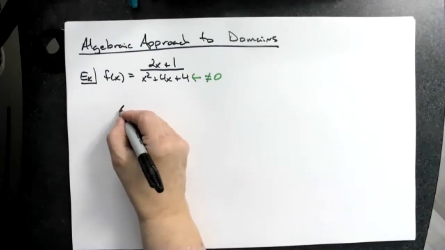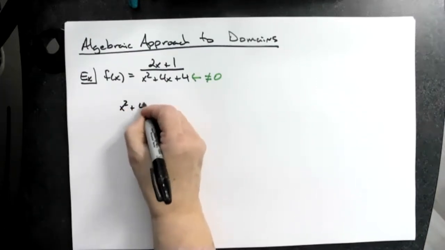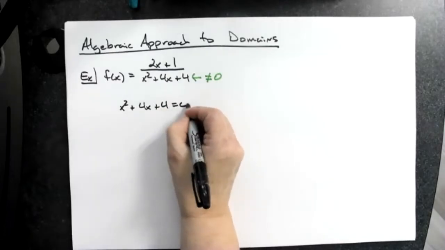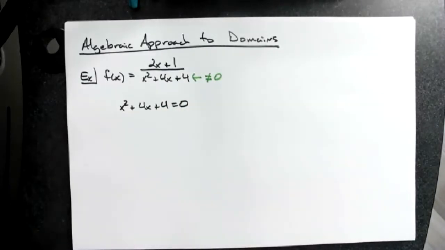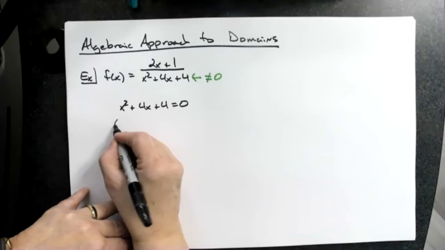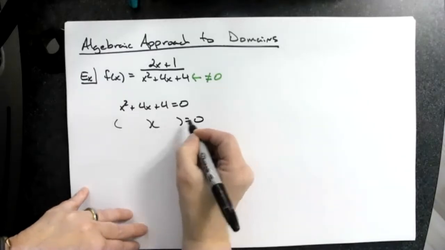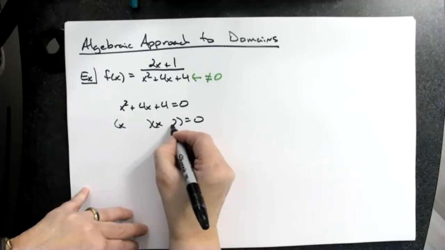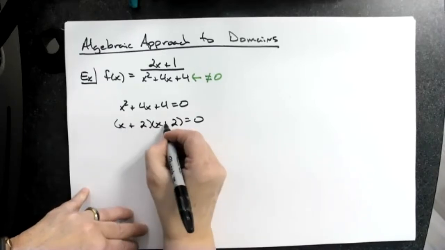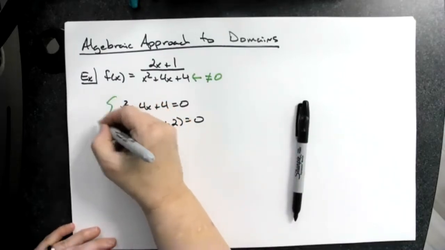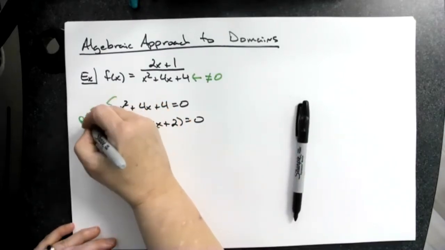So I'm going to do x squared plus 4x plus 4 equals 0, because I want to know what values will make that 0 so I can exclude them. Again, it's a quadratic, so we're solving this quadratic. I'm going to factor this. I'm going to do an x and an x, and this one's going to factor with a 2 and a 2. That meant this was a perfect square trinomial.